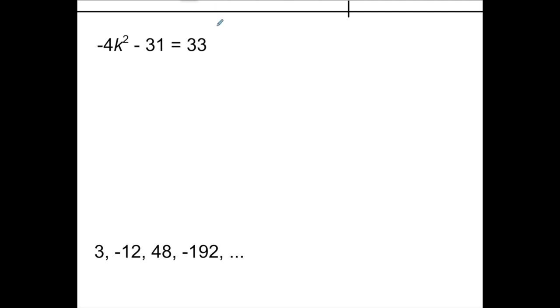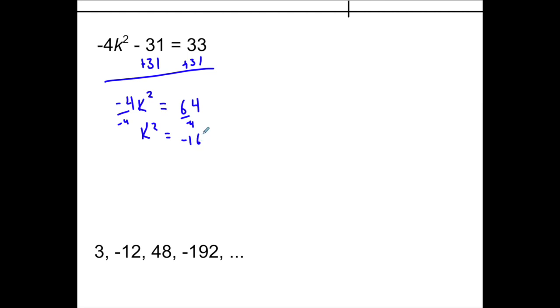Now, for me, it's going to be easier to move the 31 over, so I'm going to add the 31. And I would argue that if you can use square roots, it's generally going to be a little bit easier or quicker to get to the answer. So I get negative 4k squared is 64. So I divide both sides by negative 4, and I get k squared is negative 16, right? You can verify 64 divided by 4 is 16. Now, k squared is negative 16.